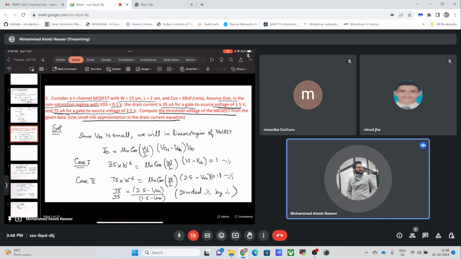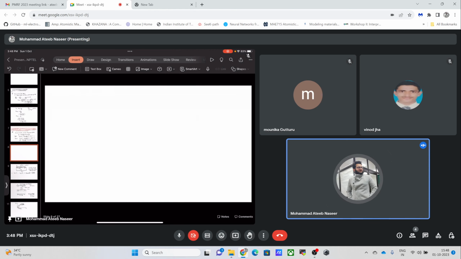Now 75 by 35, rather I should multiply it like this, 75, 35, so it is 25 divided by 40. So this VTH came out to be equal to 0.625 volts. Okay, this is the value of this VTH.